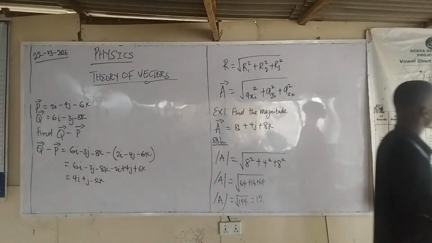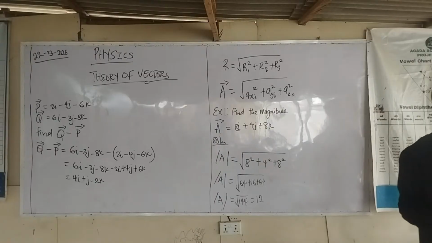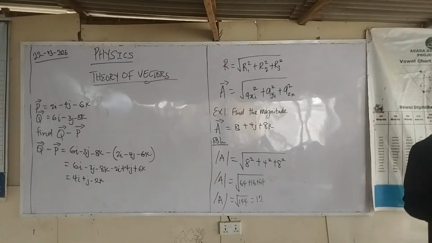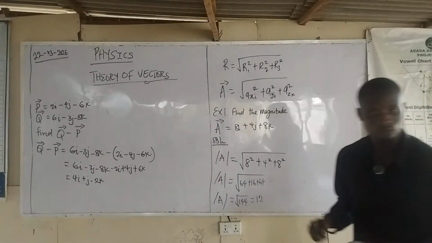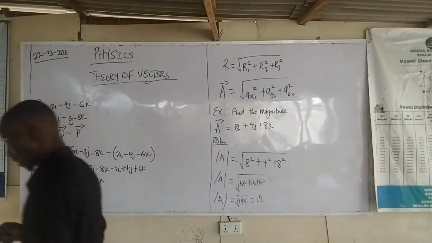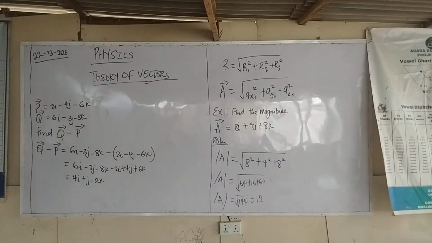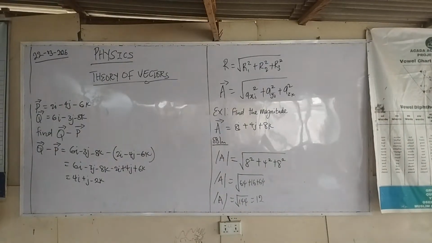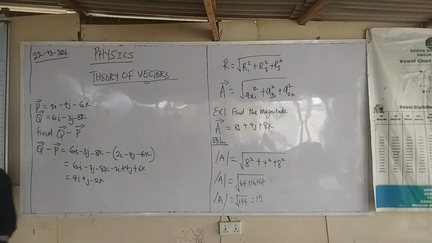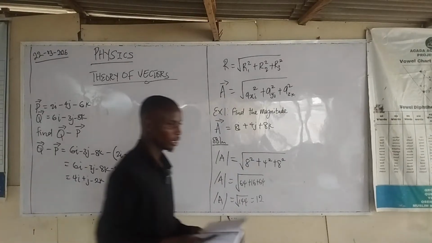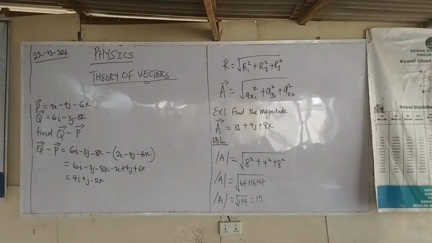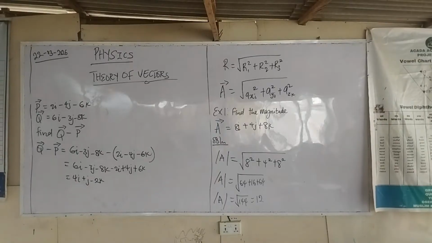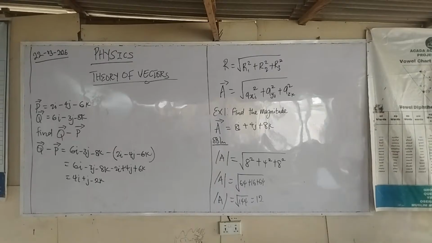So under the scalar multiplication, it involves using a number or magnitude to multiply a vector in space. Full stop. Example.